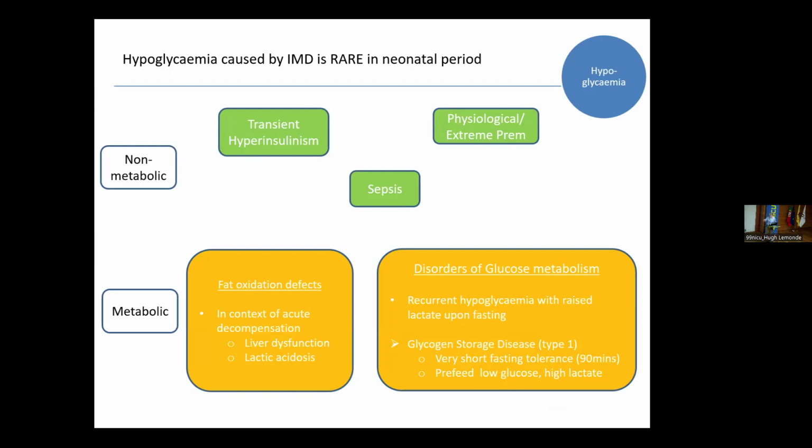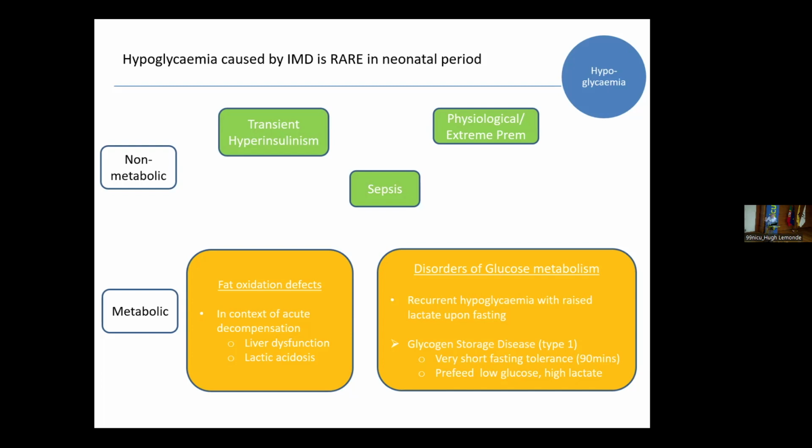It kind of fits. If you're getting recurrent hypoglycemia in a relatively well child, then the things we need to think about from a metabolic point of view are the disorders of glucose metabolism. And again, most of these conditions don't present till later because you need to fast for a relatively long time. The one of particular interest is glycogen storage disease type 1, because this can have a very short fasting tolerance, as little as 90 minutes.